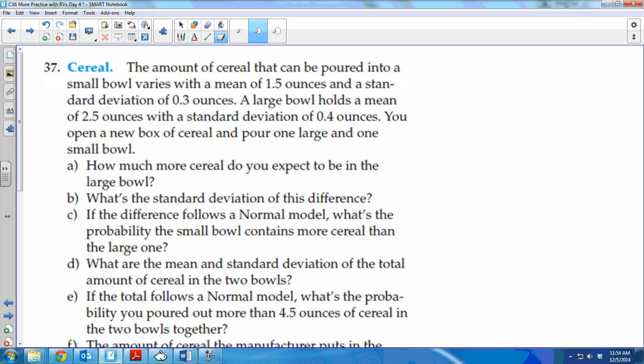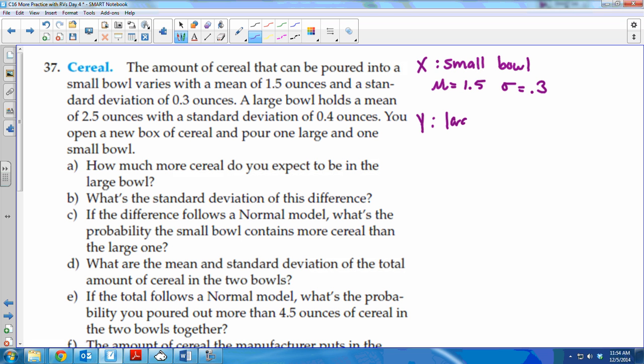Of course you do. The amount of cereal that can be poured into a small bowl varies with a mean of 1.5 ounces and a standard deviation of 0.3 ounces. A large bowl holds a mean of 2.5 ounces with a standard deviation of 0.4 ounces. You open a new box of cereal and pour 1 large and 1 small bowl. So important to note that you have 2 different variables. X is your small bowl, with a mean of 1.5 and a standard deviation of 0.3. And Y is your large bowl, where the mean is 2.5 and the standard deviation is 0.4.